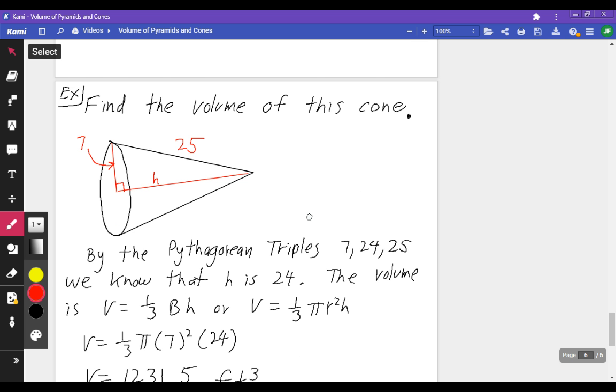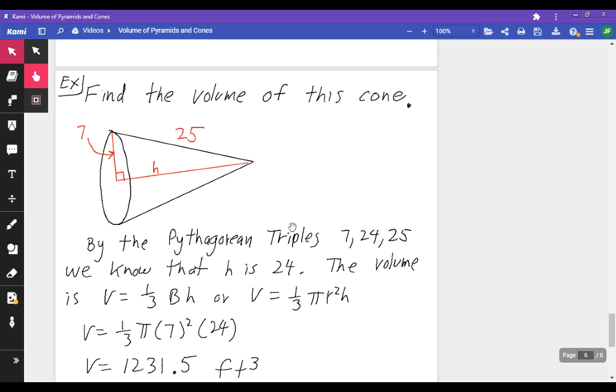So here's a cone, which is sitting sideways, but still uses that same formula. Find the volume of that cone. So notice the right triangle sitting inside there. One leg of that right triangle is the radius of the cone, 7, and another leg of that right triangle is actually the height of the cone, which we don't know, but we do know the slant height of that cone, which is 25.